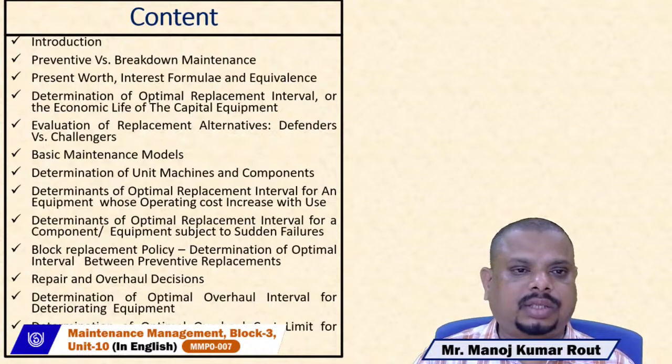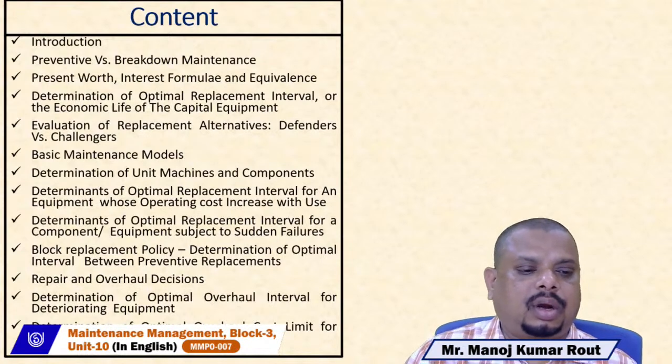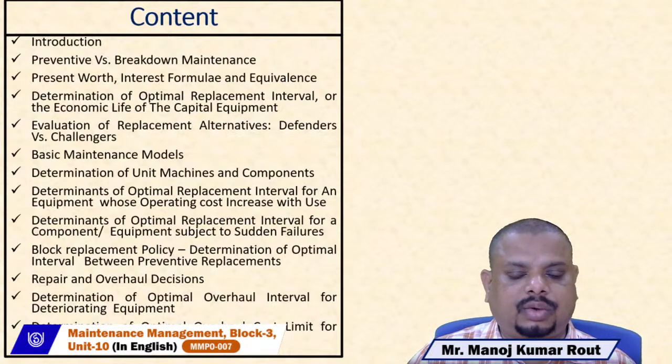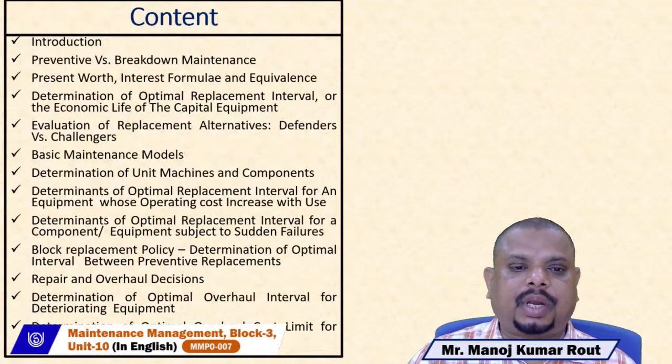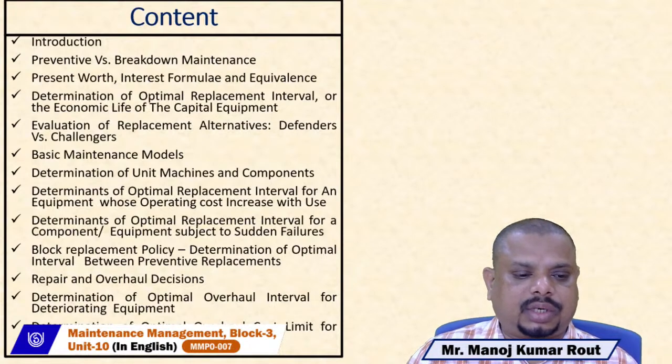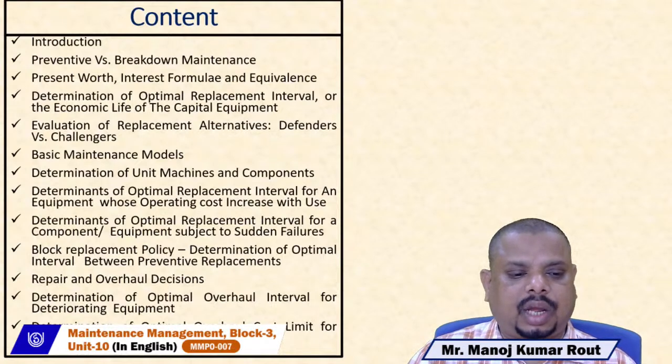Then the next content is the determination of optimal replacement interval of a component or equipment subject to sudden failures. Then block replacement policies, which basically include the determination of optimal interval between preventive replacements, then repair and overhaul decisions with reference to preventive and breakdown maintenance. The next content is the determination of optimal overhaul interval for deteriorating equipment and optimal overhaul cost limit for deteriorating equipment. So these are the contents of today's session.